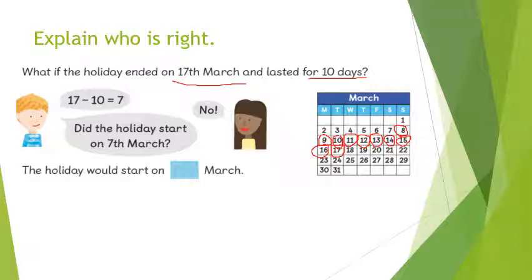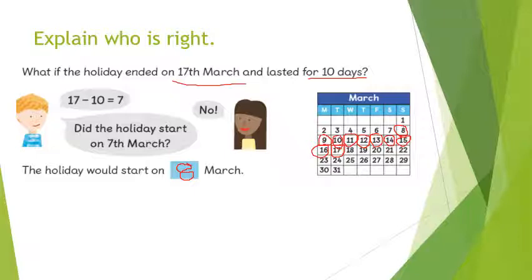So looking at this, when did the holiday start? That's right, it's the 8th of March. So again, remember, it's that period of time. The number of days needs to include the first and the last day. So the total would be 10 days from the 8th of March, which would be 17.